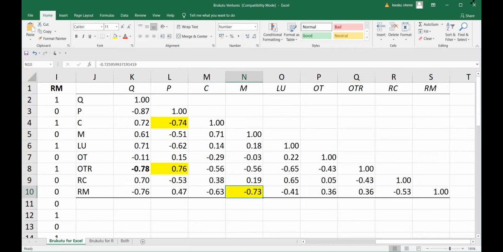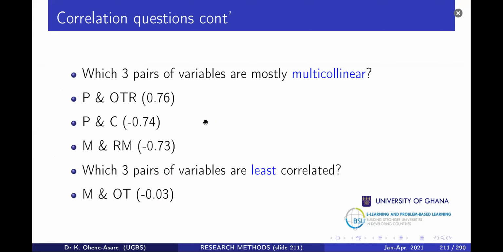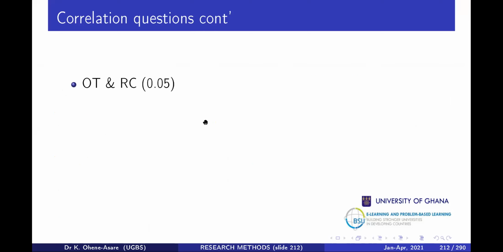So the first one is 0.76, which is OTR and P, then followed by C and P, negative 0.74, then followed by R, M, and M, negative 0.73. So this is how you identify multicollinear variables. Now that we've established the relationships, and seen that price has a negative relationship with the rest, we are ready to do our regression.